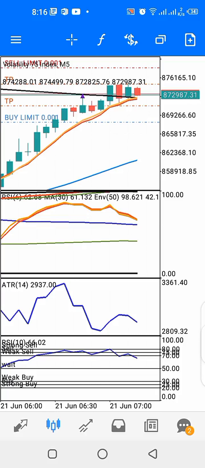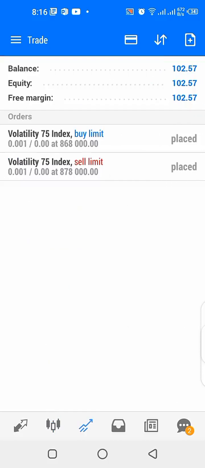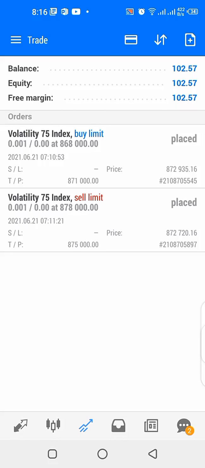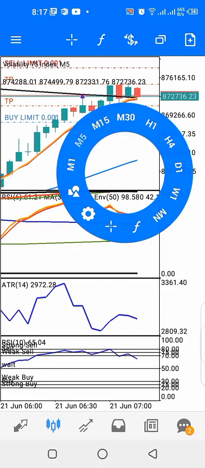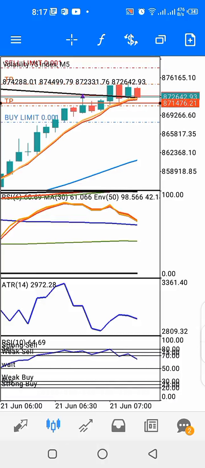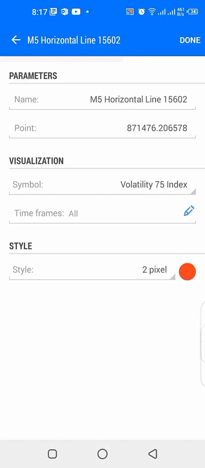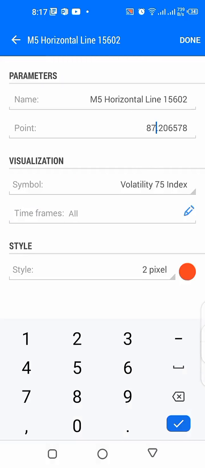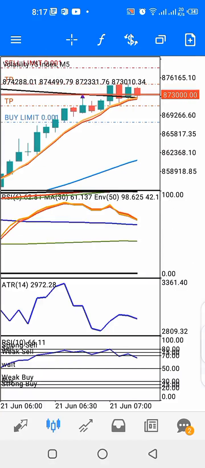So that's basically all about the advanced GRAIL hedge strategy. Okay, you can see 868,000 for the buy limit, 878,000 for the sell limit, and I was able to set 3,000 points as the take profit. I've just marked the midpoint between the buy limit and the sell limit to be 873,000. So that's my horizontal line.